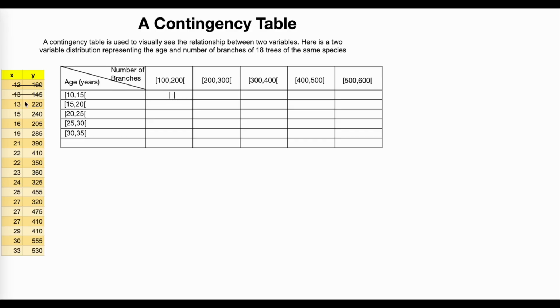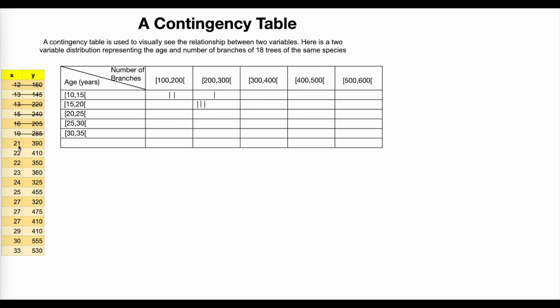Then 13 and 220. Well, 13 and 220 is going to fall in here. So I'm going to cross it off, put a 1. Cross this 1 off, 15 and 240. 15 falls in here. 240 falls in here. I'm going to put a little 1 right there once I cross it off. 16 and 205. 16, 205 is going to fall in right here. Cross it off and then put a little 1 there. 20 to 25. The next one, 19 and 285. The 19 falls in here. 285 falls in here. I'm going to cross it off and put another 1 there.